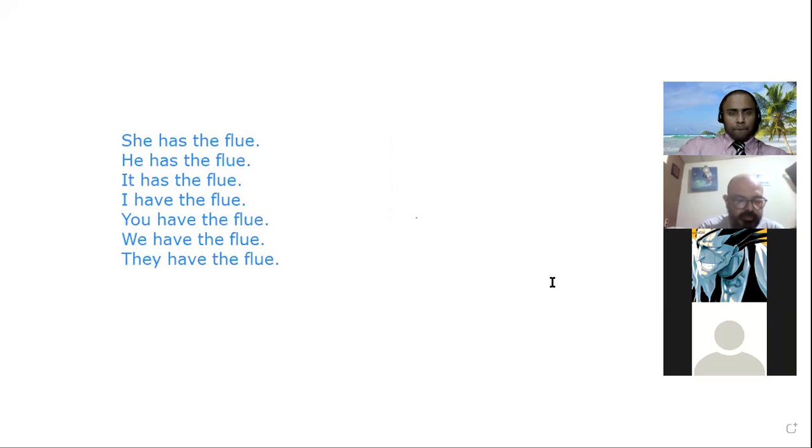Have y has significa lo mismo, teacher? Have y has, ¿qué significa? Have es tener. That's right. What is flu? Have, sí, have es tener in the first person or in plural form. Y has es lo mismo, solo que es para tercera persona. She, he, or it. Thank you. Es singular.